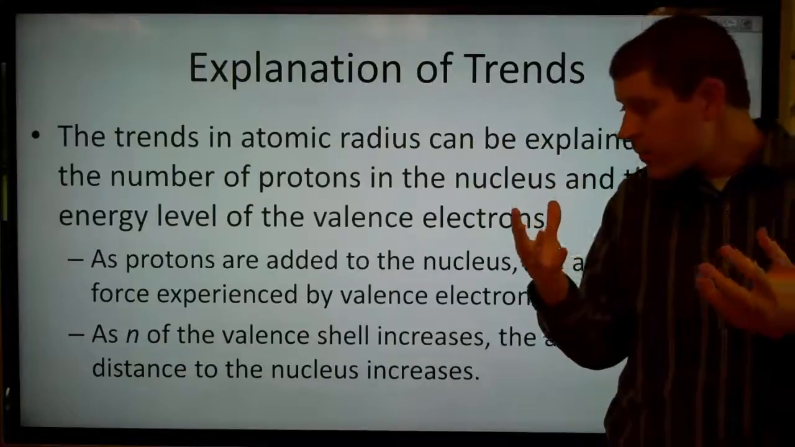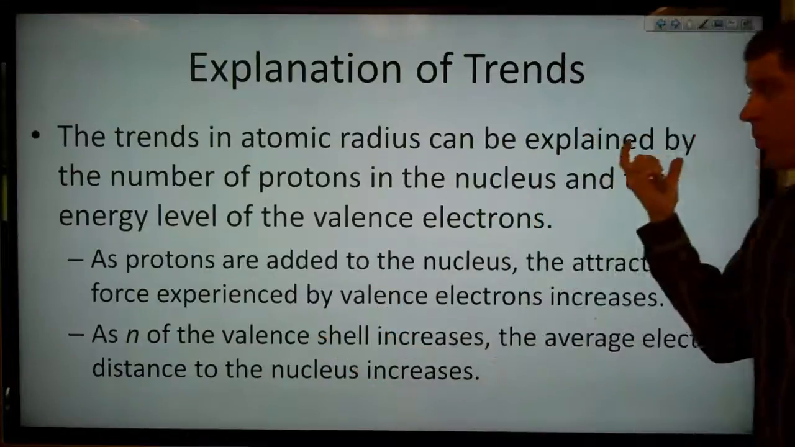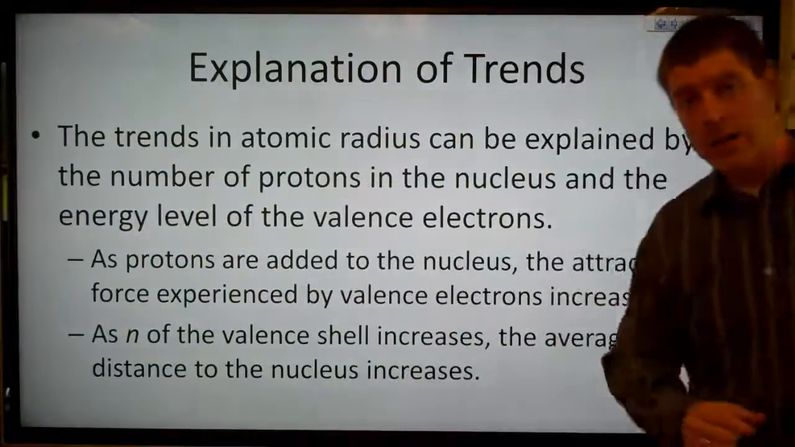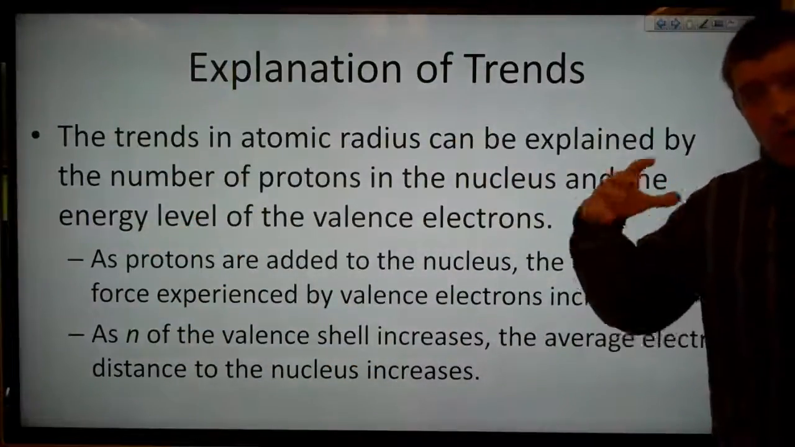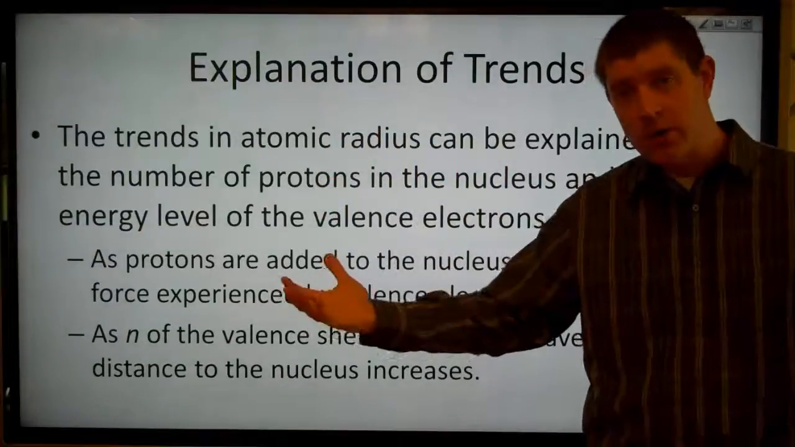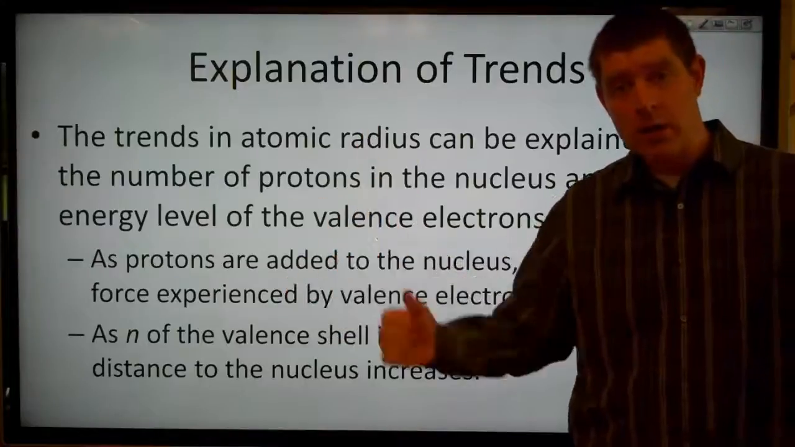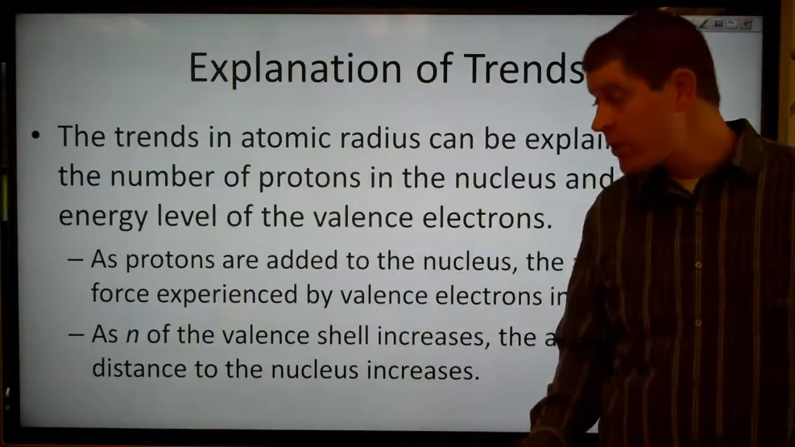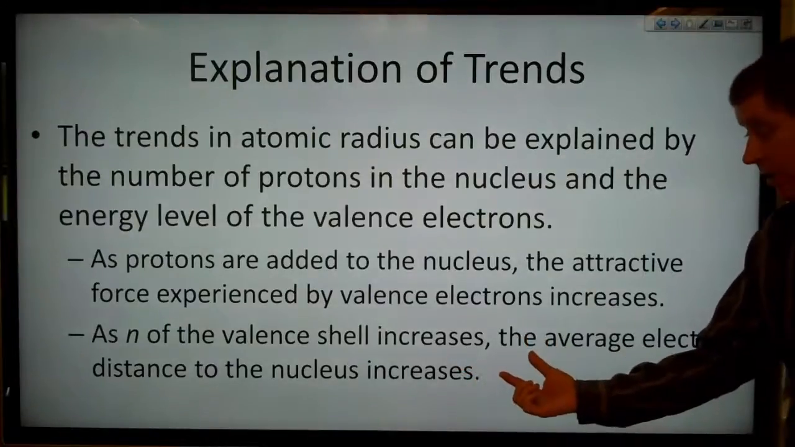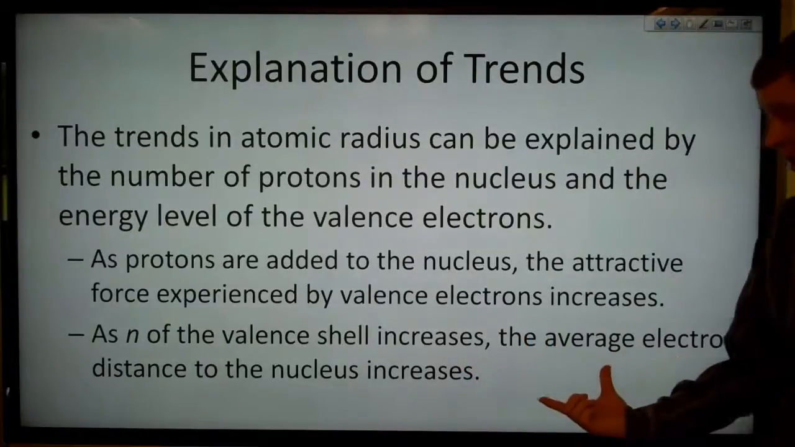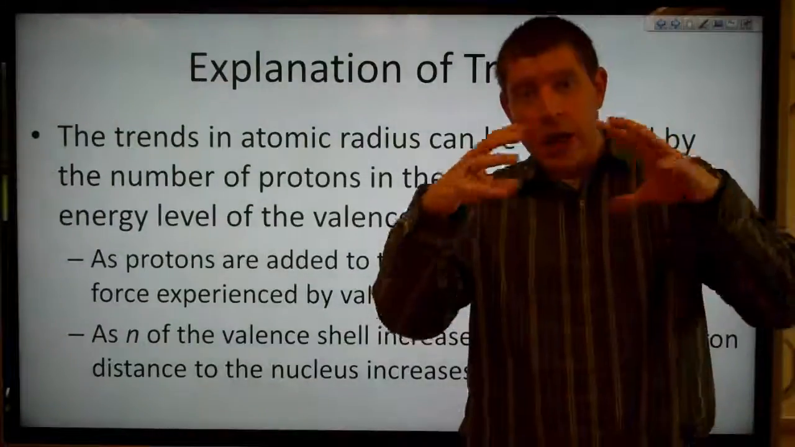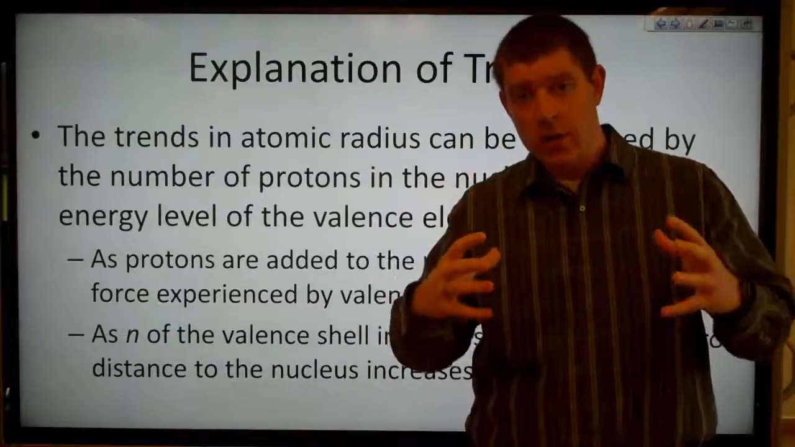Now, when we move down on the periodic table, we're adding one more shell. Our valence shell is getting farther out from the nucleus. That should mean that our atom is getting bigger. Our atomic radius should be going up. So as n of the valence shell increases, as that principal quantum number increases, the average electron distance to the nucleus is increasing, because now we've added another shell outside the one that we already have.